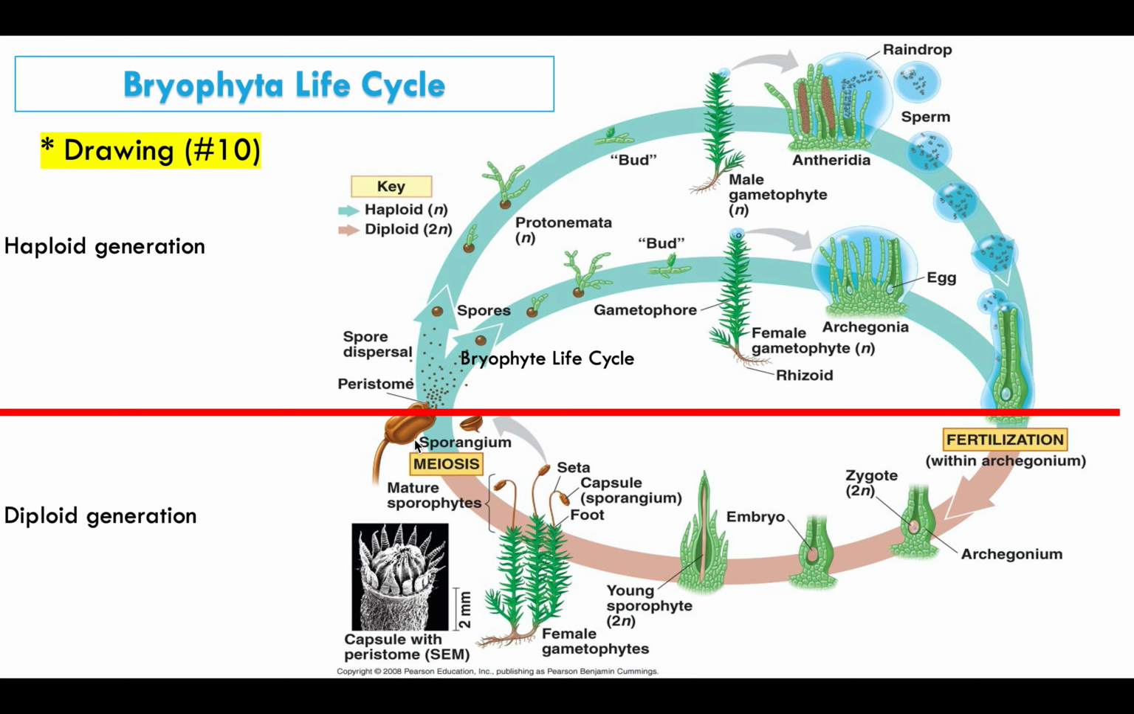It's going to produce spores through meiosis. Those spores are haploid structures. They're going to dehisce, spread, and disperse everywhere. And then this whole thing happens all over again. So don't forget: everything above the line is haploid, everything below the line is diploid.